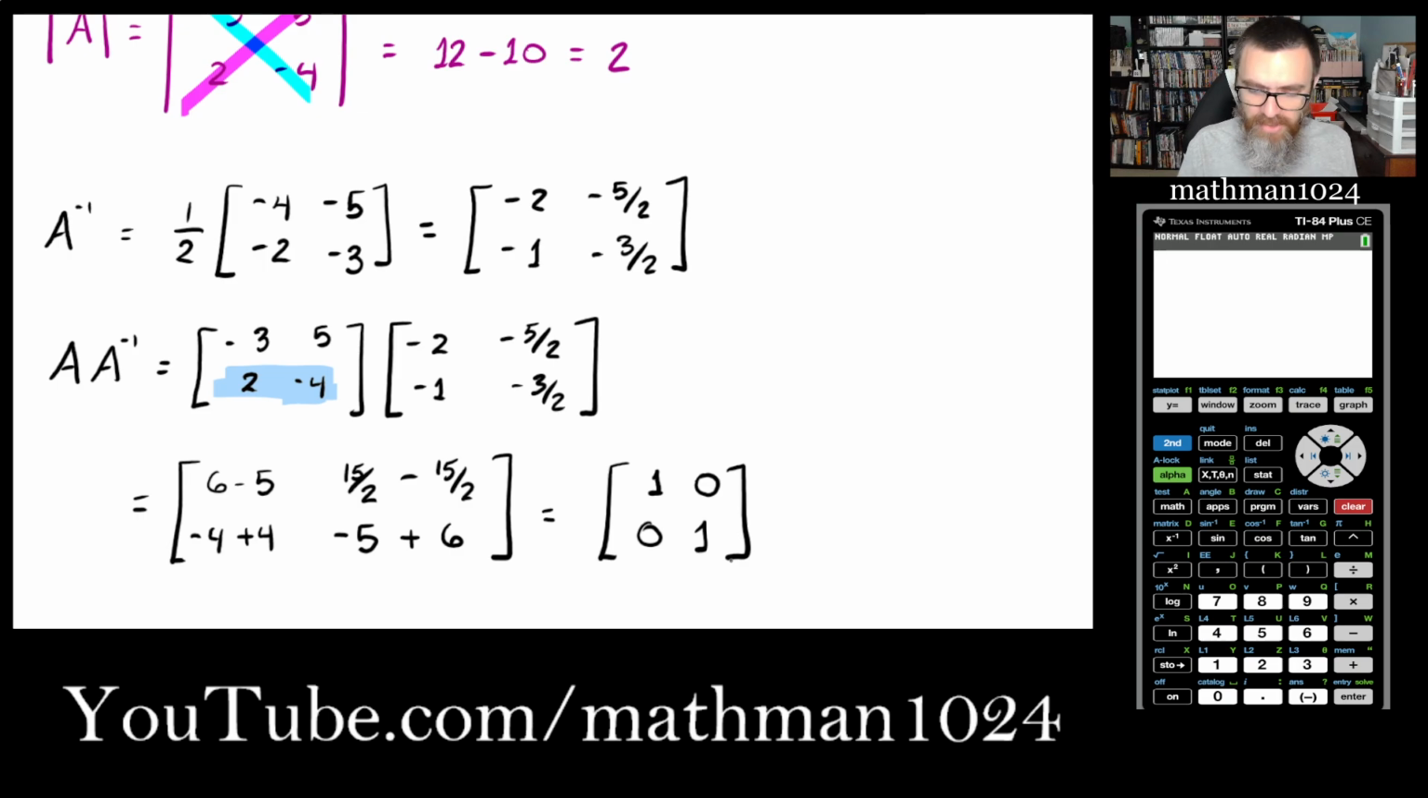So we can get the inverse, but then double check to make sure that the inverse times the matrix does give you the identity. If it doesn't, then something's gone wrong. Right? And let's just, again, double check with the calculator. So let's edit our matrix. Still a 2 by 2, and our entries are -3, 5, 2, and -4.